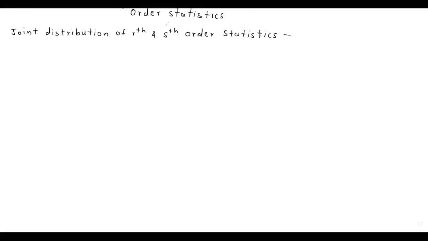Good morning all. In the series of lectures on order statistics, today let us see the joint distribution of the R-th and S-th order statistics. Let X be a random variable with PDF f(x) and CDF capital F(x). Let X1, X2, up to Xn be an independent random sample.